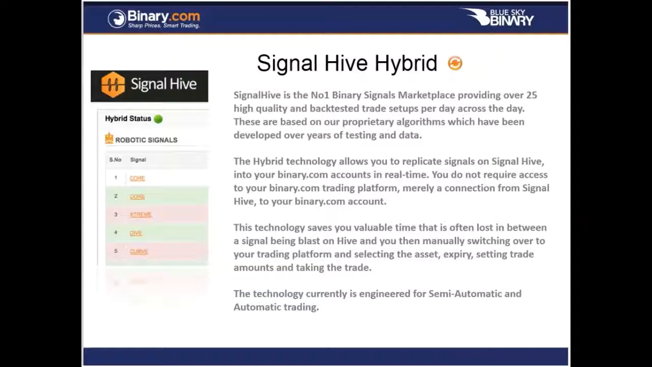Now, once that's done, this technology saves you valuable time that is often lost between when a signal is fired, on any signal service, and then you actually having to go to your computer screen, log into the Binary.com platform, select the asset, select the expiry, and take the signal. You don't need to do that anymore. You can do this on fully automatic mode and just let it run on a VPS. Or you can do this on a semi-automatic mode.